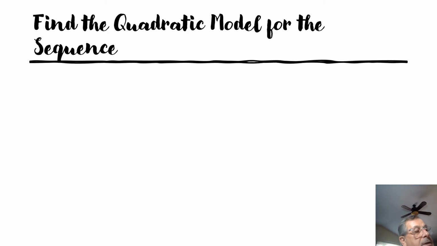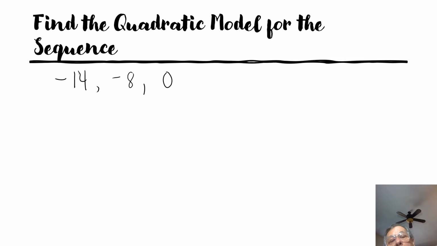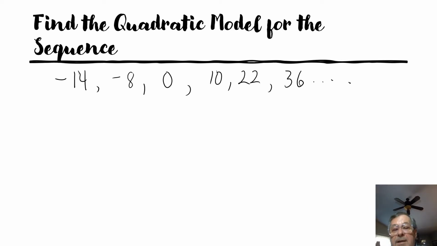And so here is our sequence. We got negative 14, negative 8, 0, 10, 22, 36, and then it continues on out to infinity, let's say. Well, let's first set out to think about finding the common difference.